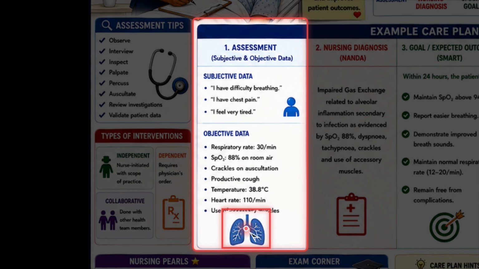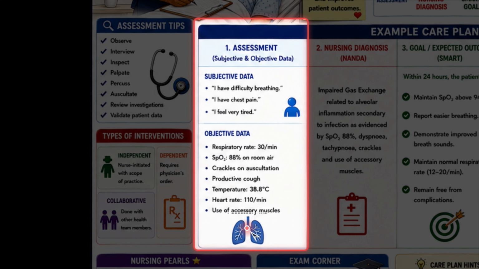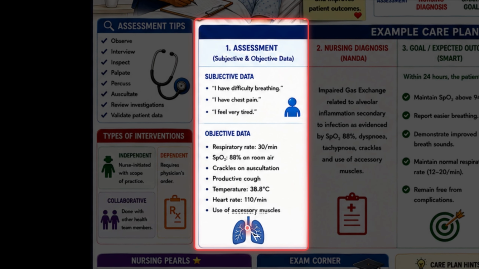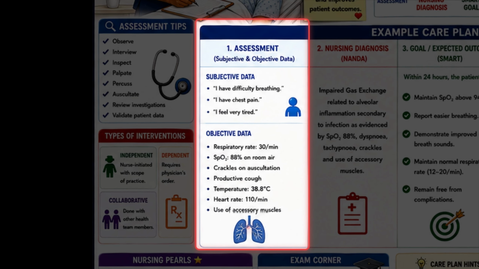Heart rate is elevated to 110 beats per minute, representing compensatory tachycardia, and physical examination shows active use of intercostal accessory muscles for respiration. Take note of how objective data validates subjective complaints. Elevated respiratory rate and low pulse oximetry directly confirm the patient's subjective feeling of dyspnea.